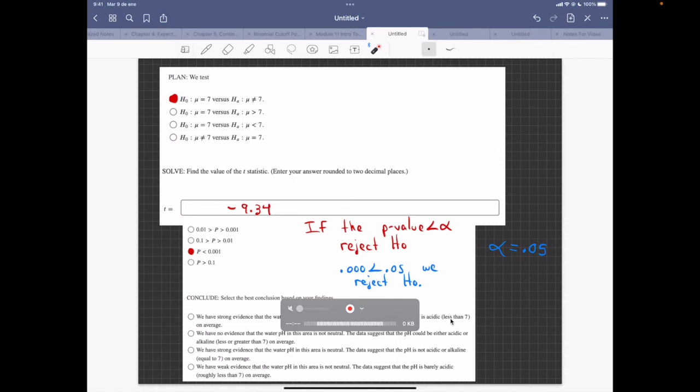But well, I think this is something from Achieve. So we have evidence to say that it's less than 7. So it's going to be this option, this one. Yeah, because the evidence, we reject H null. The evidence goes in favor of the alternative.